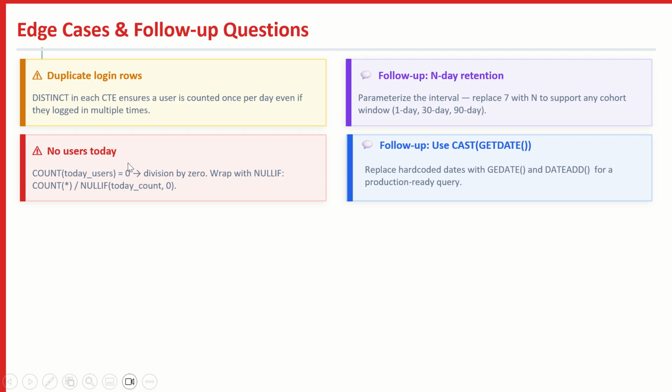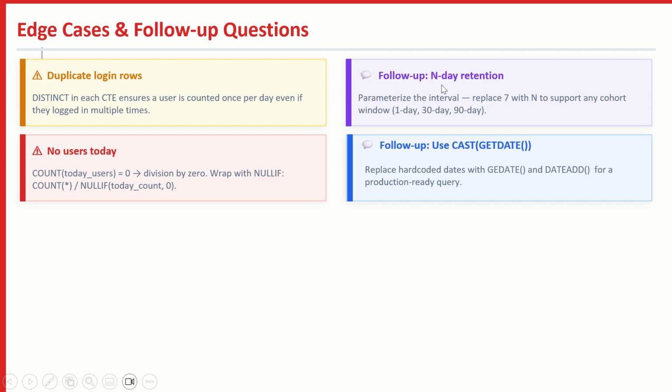No users today. There can be a scenario where we don't have any user who has logged in today. So to avoid the error in such cases, because if you see today users equal to 0, that will throw an error if we execute this query. So in such a scenario, we can use this count star divided by NULLIF. So if it's 0, we will get null. That is basically the meaning, and you will finally get null in the output instead of an error.